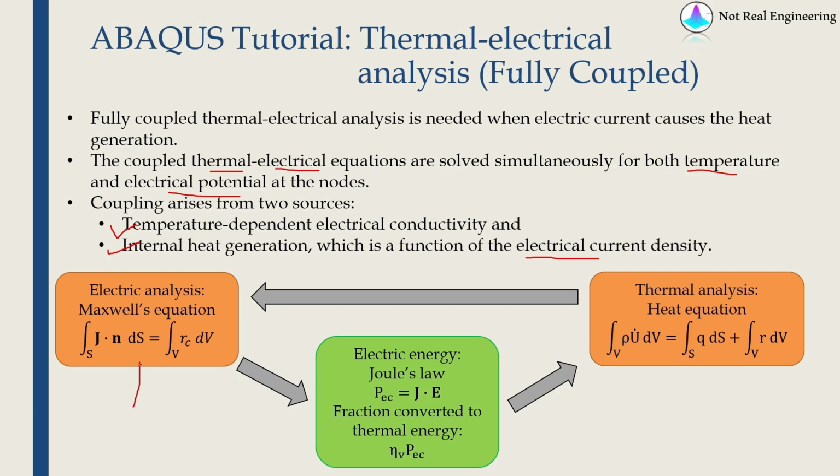This is the equation which Abaqus will solve for electrical analysis. It is also known as Maxwell's equation. And for thermal analysis, Abaqus will solve this heat equation, which is given on the right hand side. When electrical current is flowing through any part, it generates electric energy, which is given by Joule's law, and some part of that energy gets converted into thermal energy. That fraction is given by this η, and this we can define. So we can define how much fraction of the electric energy generated should get converted into thermal energy.